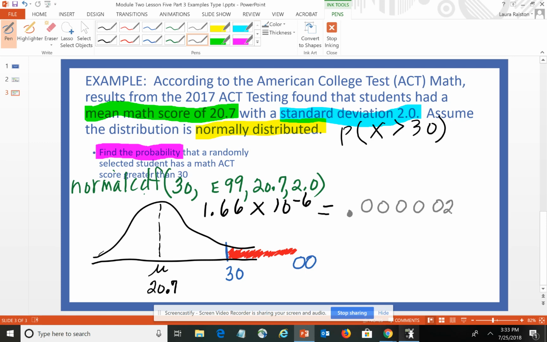And if I round, it puts it to a 2. Basically, you have to move the decimal point in 1.66 6 places to the left. And guys, for all intents and purposes, that's such a small number. The probability that a student is going to score greater than 30 on the ACT math is 0. Okay? All right.